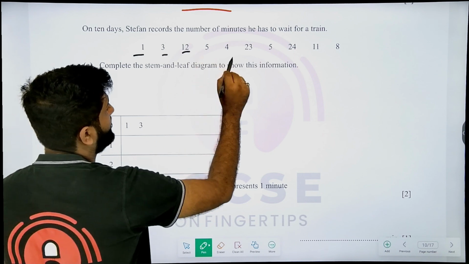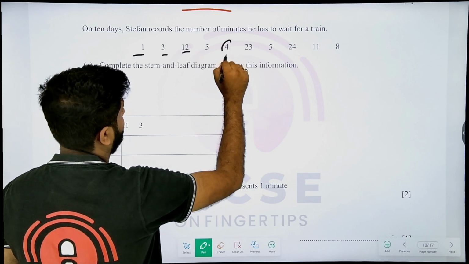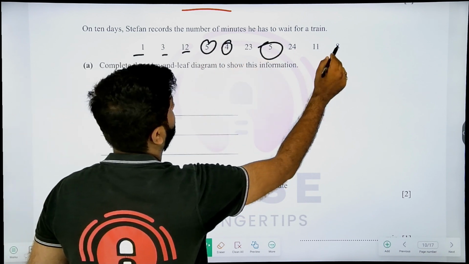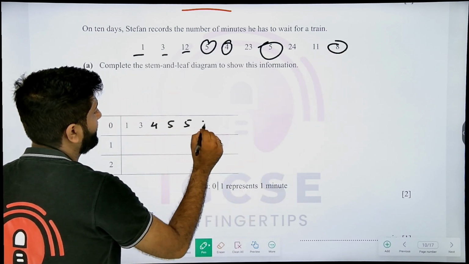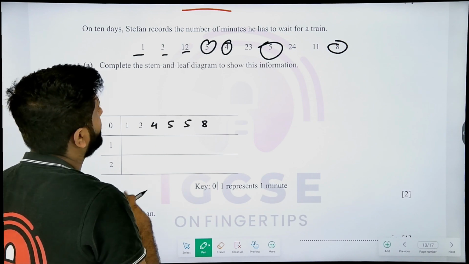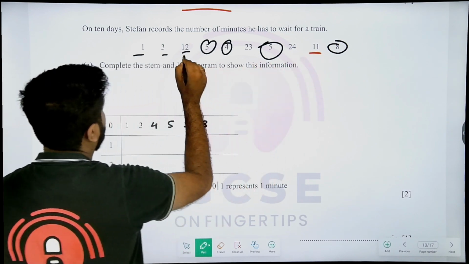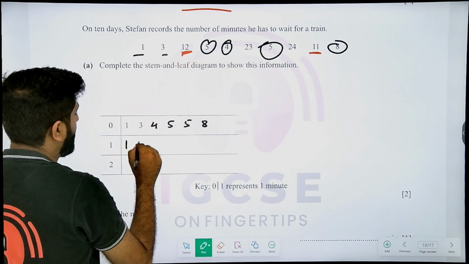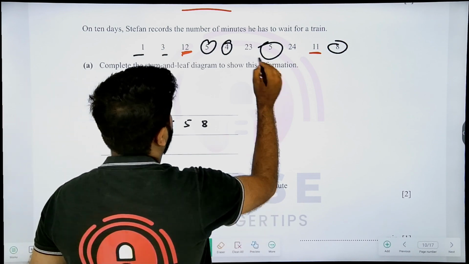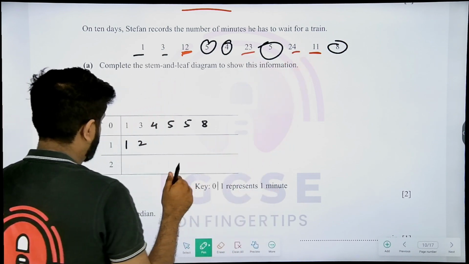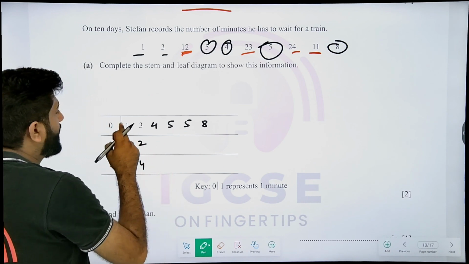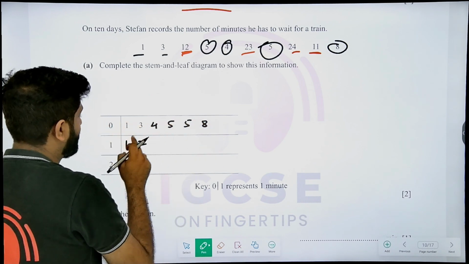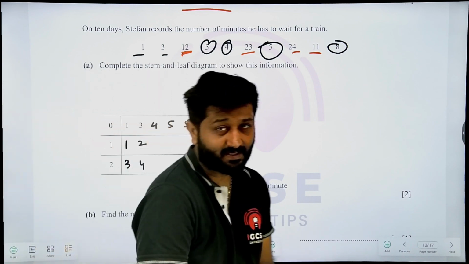So the single digit numbers are, let me just write those first, 4, 5, 5, 8. So you have 4, 5, 5, 8. Then the numbers starting from 1 are 11 and 12, which is 1 and 2. The numbers starting from 2 are 23 and 24. So again you have 3 and 4. Just let me verify. 1, 2, 3, 4, 5, 6, 7, 8, 9, 10. Yes, there are 10 observations.